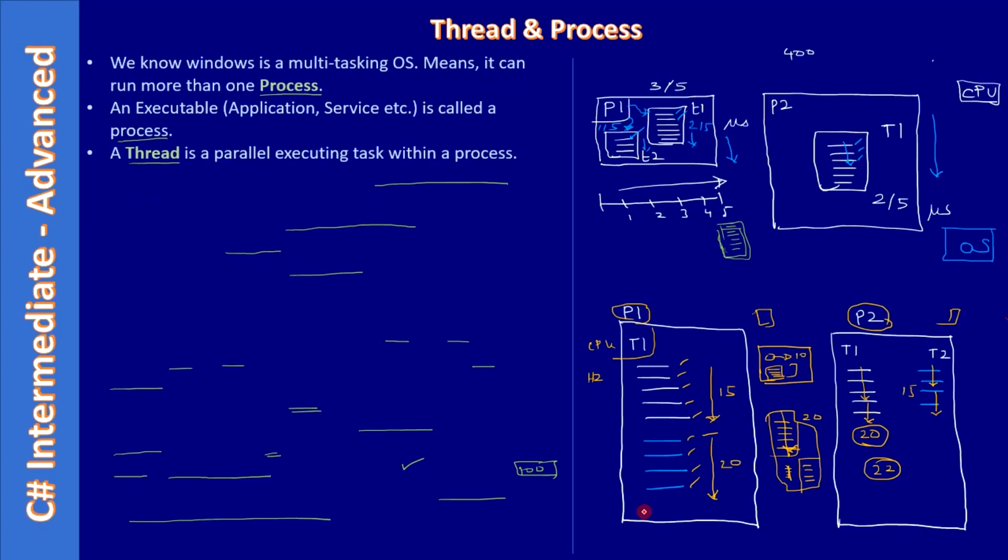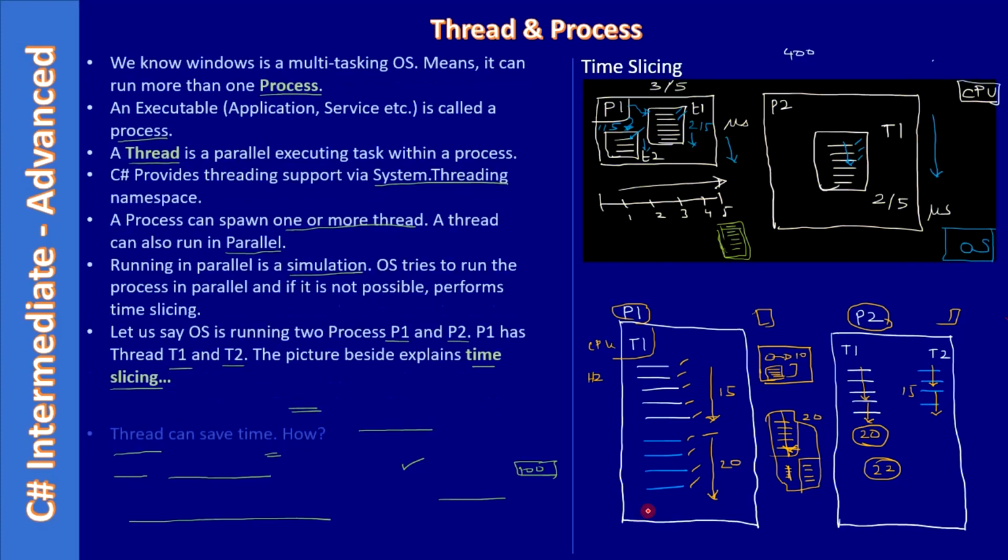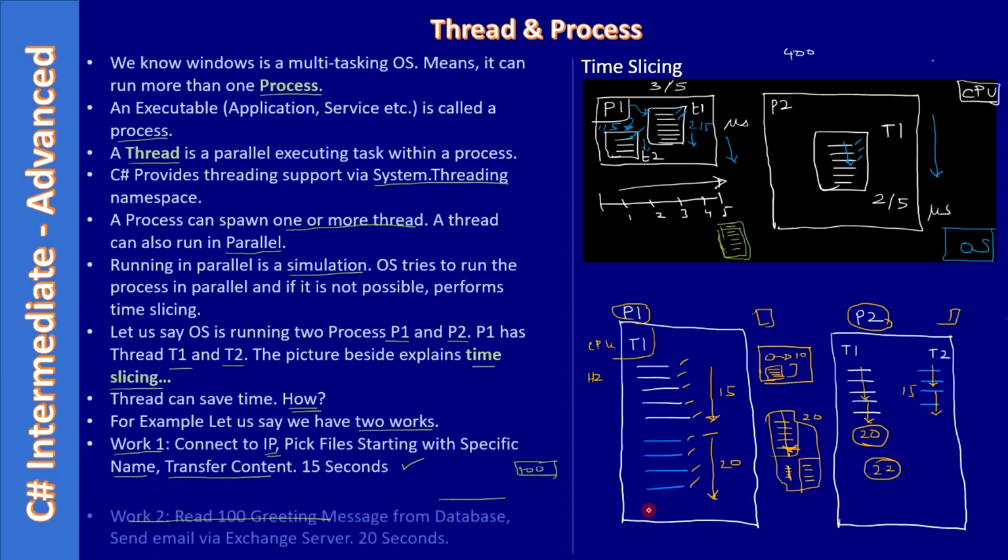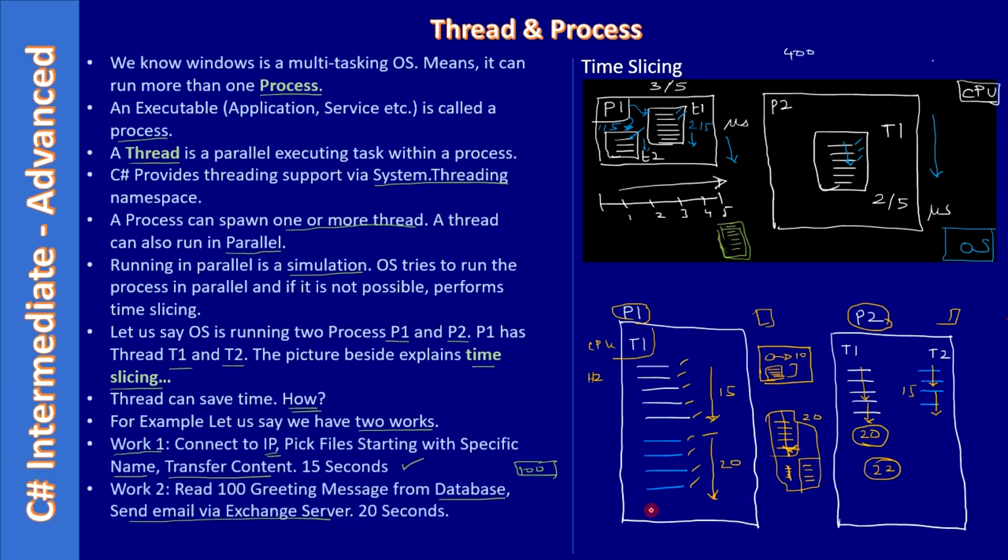In the last video, we learned about the basics of process and thread, how the OS can tackle multiple processes, how a process can span multiple threads, and how CPU time slicing mimics parallel execution of instruction sets.